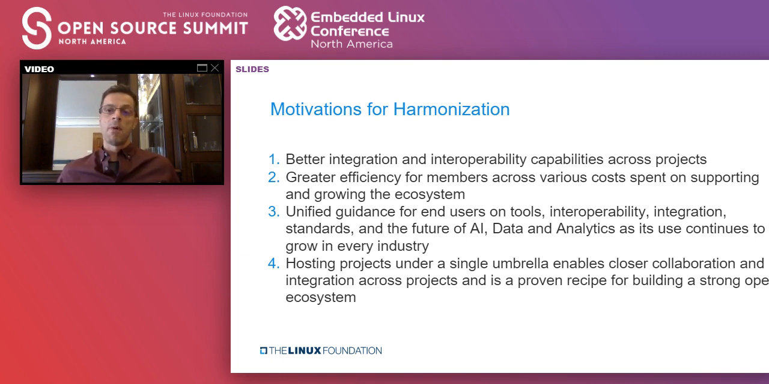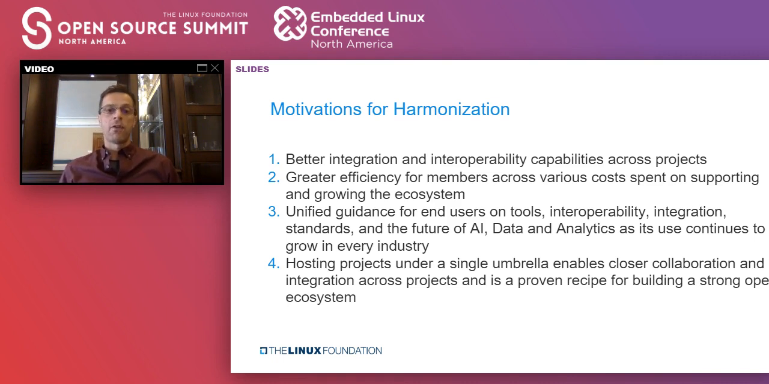As a member-driven organization, of course, we would like to provide greater efficiencies for our members. We support a number of projects used by our members, resulting in a lot of efficiencies across marketing, support, legal support, and many other areas, IT, infrastructure, and so on. At the same time, we aim to unify guidance for our end users in terms of interoperability, integration efforts, standards, and what the future holds for AI, data, and analytics as these technologies are being adopted by virtually every single industry out there.